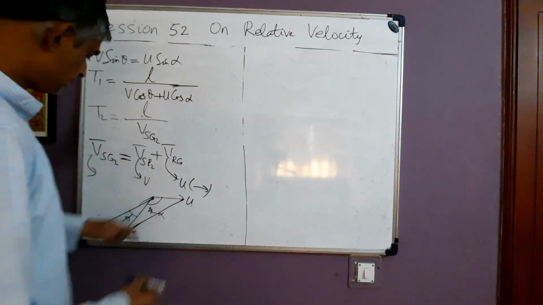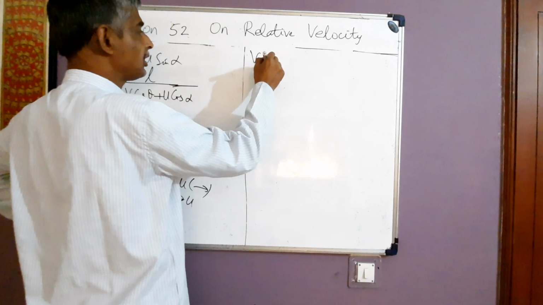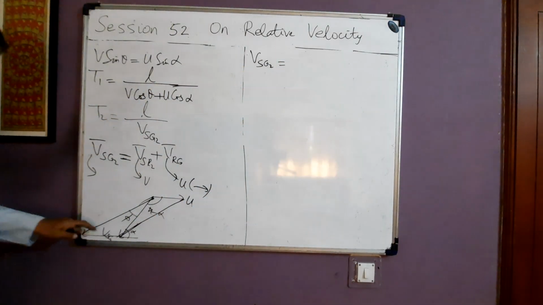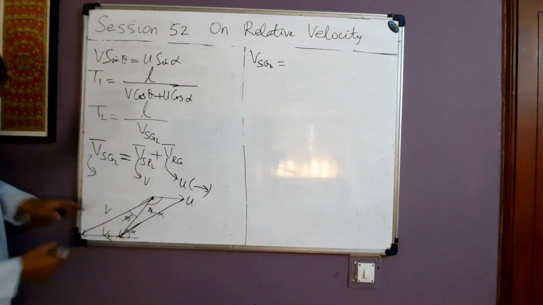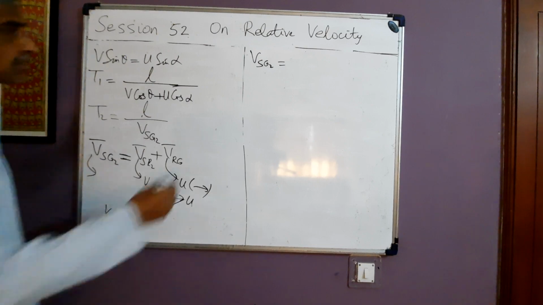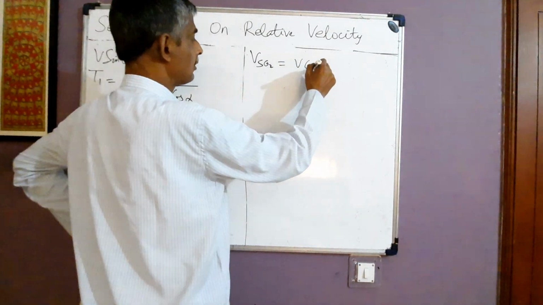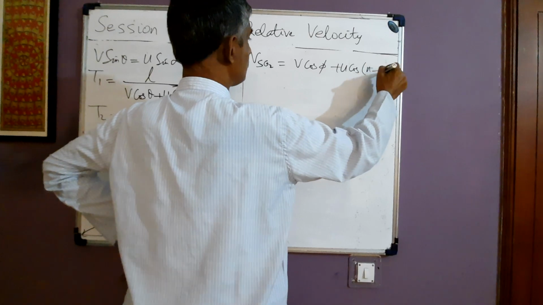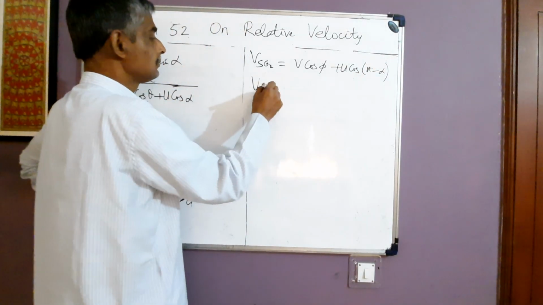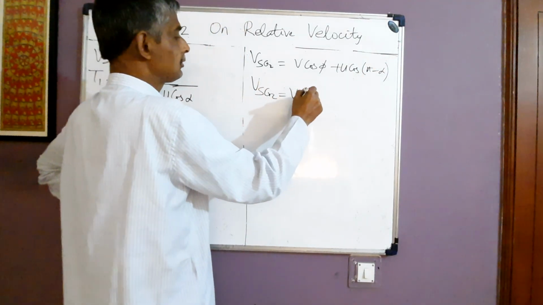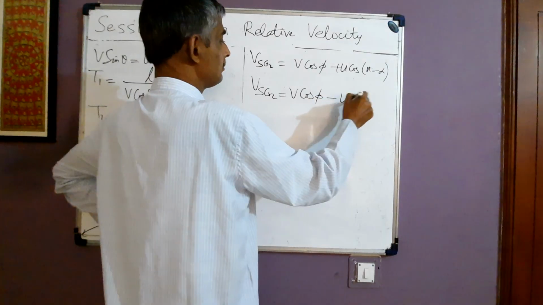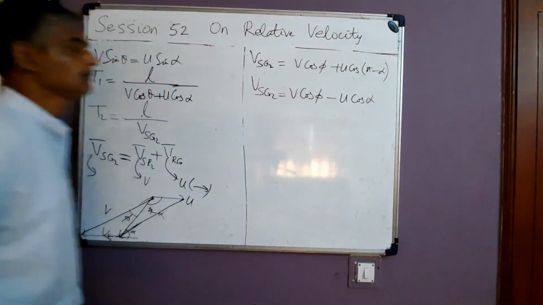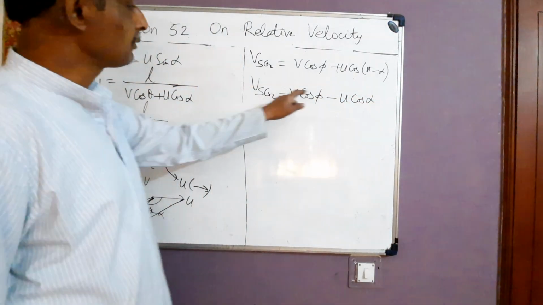So now from this equation we see that Vsg2 is how much? Vsg2 is, this is again Vsr2, V cos phi plus U cos (pi minus alpha). So Vsg2 is equal to V cos phi minus U cos alpha. Okay. Now to know Vsg2 we must know phi.